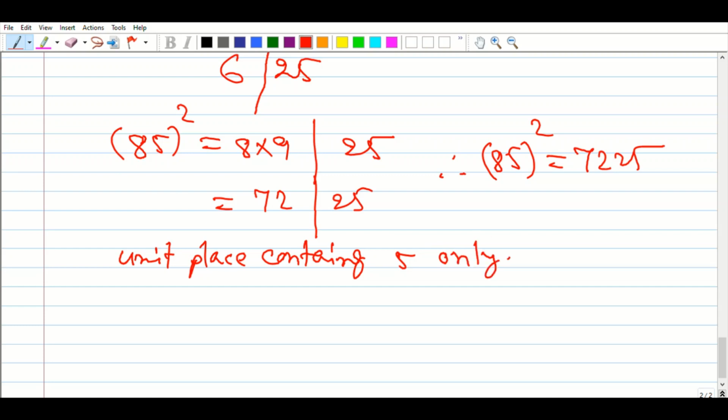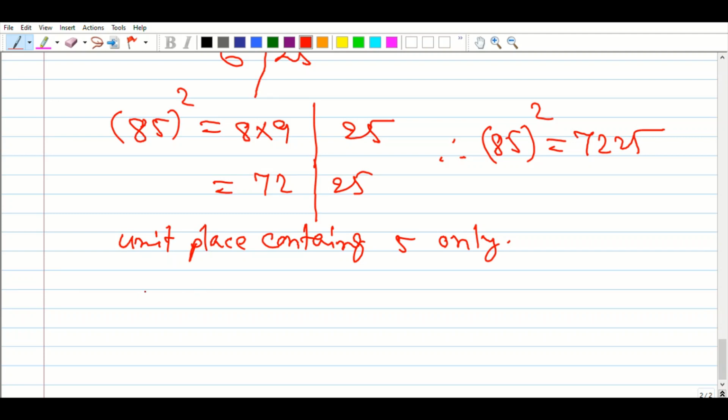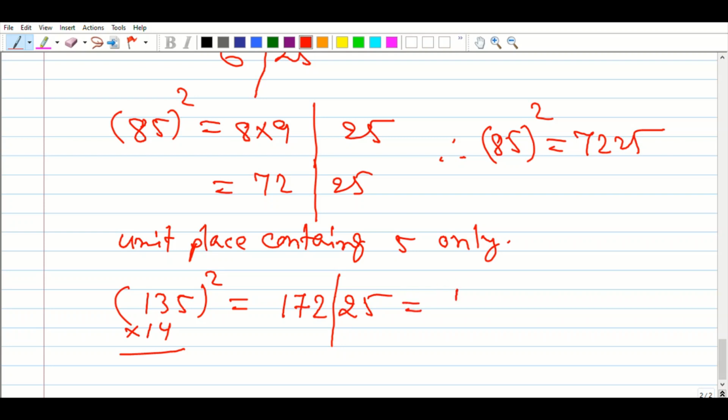Sir, we can do that like, yes, I have said that you learn the squares of numbers up to 20. So we can write here 135 square, then 5 5s are 25, and 13 and 14, 13 times 14 you get 182, so the answer would be 18225. Is it clear or not? You can see and do more practice.